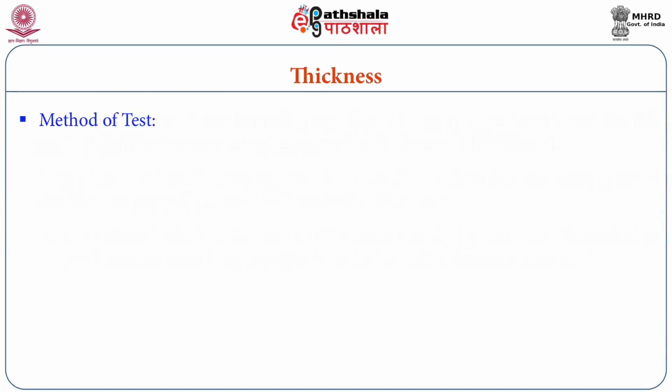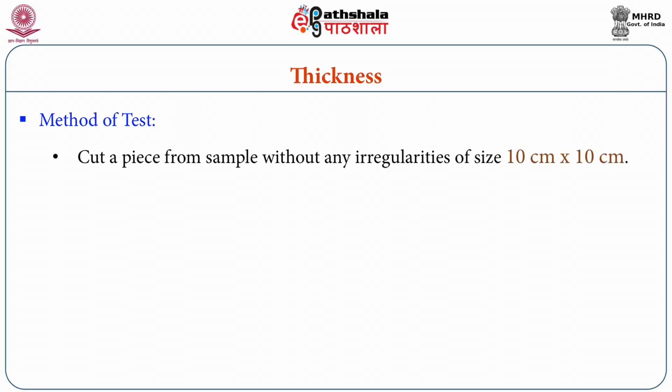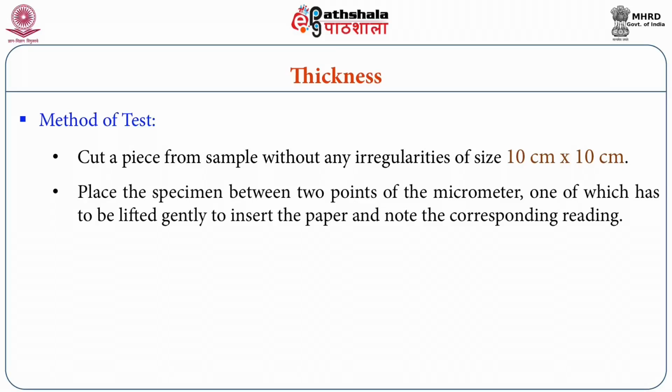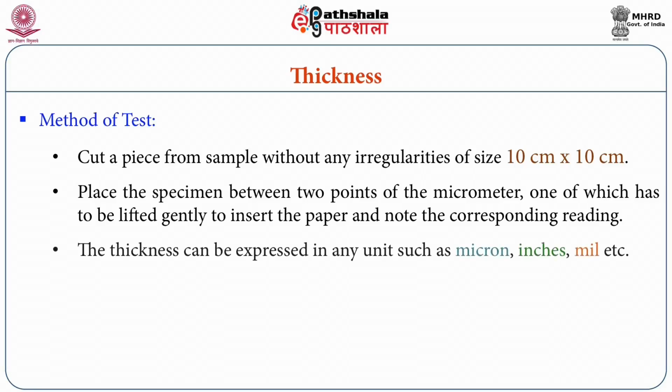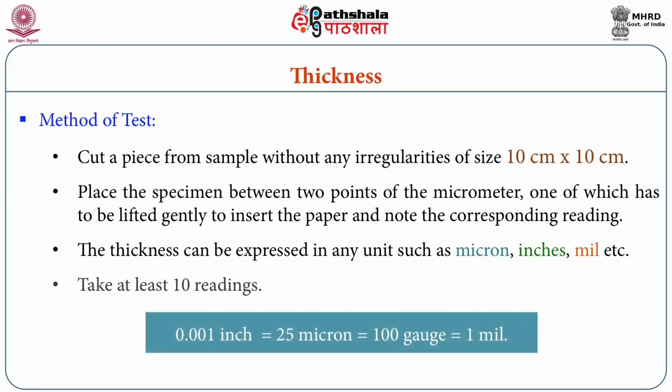When we describe the method of test, we need to cut a piece of sample without any irregularities into the size of 10 centimeter by 10 centimeter. It has to be placed between two points of the micrometer, one of which has to be lifted gently to insert the paper, and note the corresponding reading. The thickness can be expressed in any unit such as micron, inches, mil, etc. But we need to take at least 10 readings and then average out the readings.